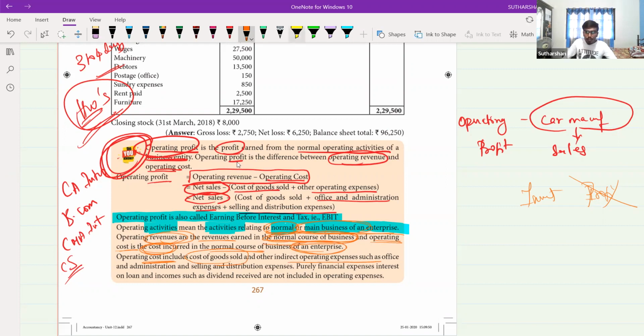Next, purely financial expense. What are the purely financial expenses? Interest and preference dividend. Interest on loan and preference dividend. This dividend in particular is preference dividend, not equity dividend. Purely financial expense: interest charges, interest on loan, preference dividend. That is a financial expense. Interest received is not included in operating expense.